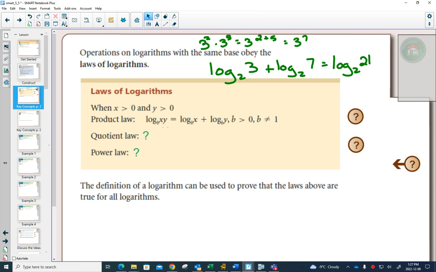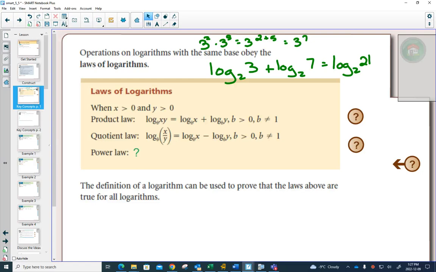What was the rule for dividing powers with the same base? Subtract the exponents. And we have a quotient law for logs, that if you're dividing inside of a logarithm, you can subtract them. And you have to make sure that the bases are the same, it only works if the bases are the same. If you're subtracting, then you can combine it into a single logarithm.